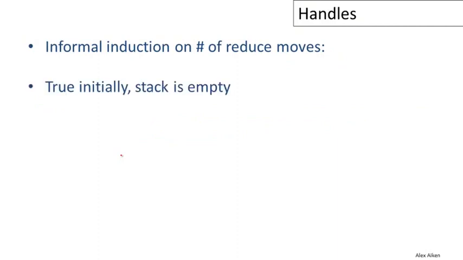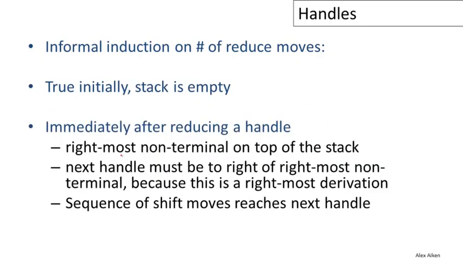So here's an informal proof that handles only appear at the top of the stack, and this is by induction on the number of reduce moves. So this is true initially because the stack is empty, so the only possible reduction is at the top of the stack if there's an epsilon move to make. And immediately after we reduce, the rightmost non-terminal is going to be on top of the stack. So immediately after we perform a reduction, we have our stack, and then we have a non-terminal, and then our vertical bar, and this is the rightmost non-terminal.